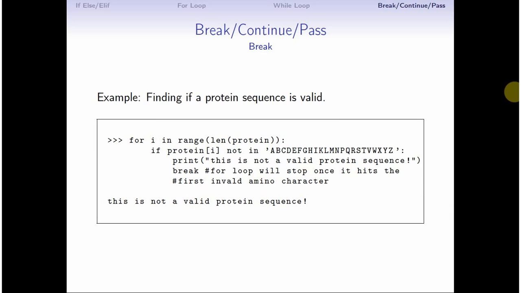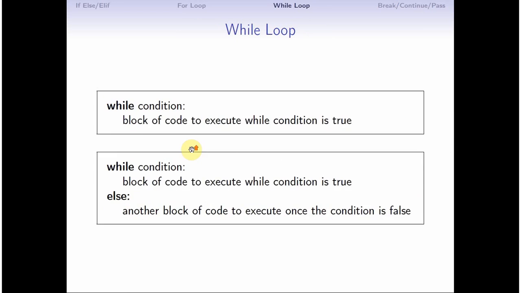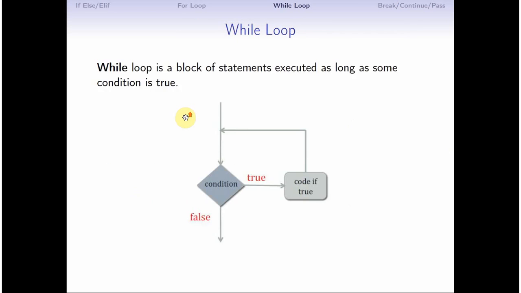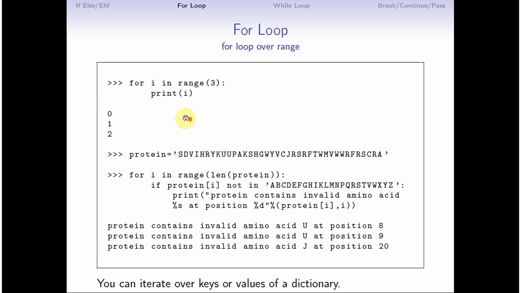So for example, finding if a protein sequence is valid. This one is the same as just now. For i in range of the protein. The protein is, I think, the one we had just now, from here. Yeah, this is the protein.